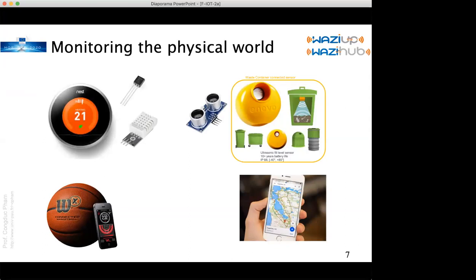So you do have temperature sensors, you do have rain sensors. This example shows, for instance, a smart bin container being able to sense the distance from the top of the bin to the trash, so that you can estimate how full it is. If you know how the bin is filled, then you can organize more efficiently the collection of the trash by the people who are going to collect it. You also have GPS sensors, accelerometers and whatever. So there's a tight link between what we call Internet of Things and the physical world.